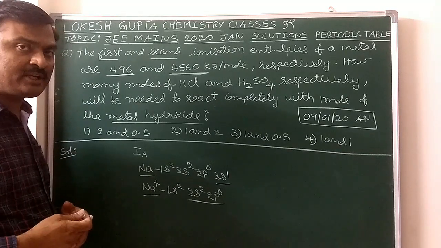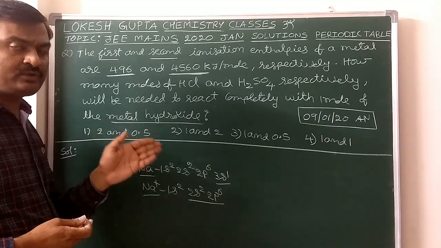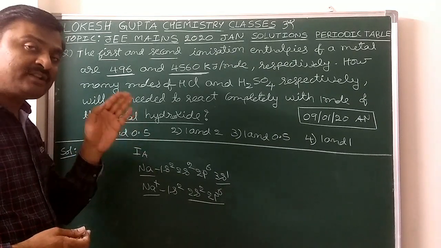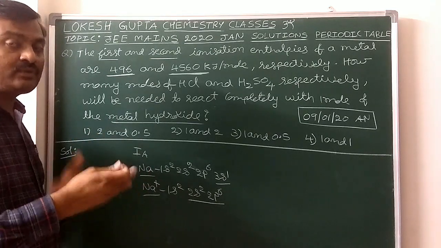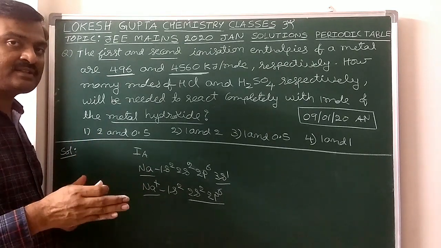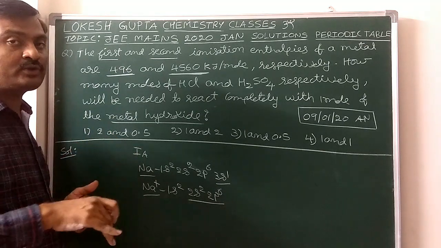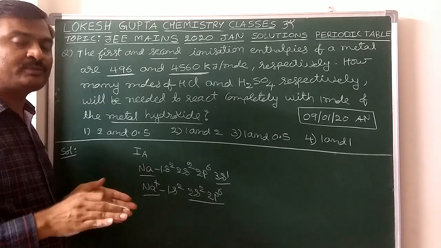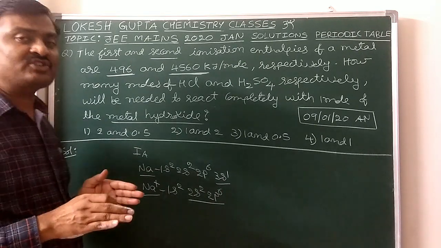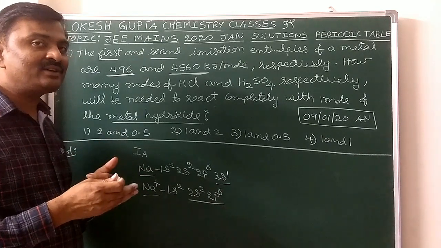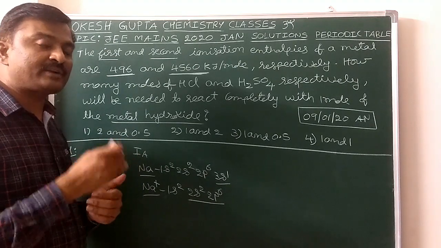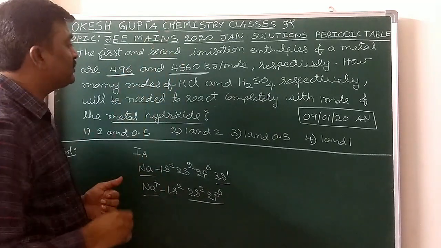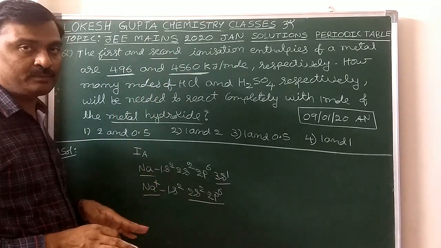If it is a 2A group element, from IP1 to IP2, only a little increase. But from IP2 to IP3, a sudden jump will be there for 2A group elements. Why? Because dipositive ions of 2A group elements have an inert gas electronic configuration. The energy required to remove the electron from the dipositive ion is called IP3. So that's why for 2A group elements there is a sudden jump from IP2 to IP3. Now here, only from IP1 to IP2 is there a sudden jump, so it is a 1A group element.